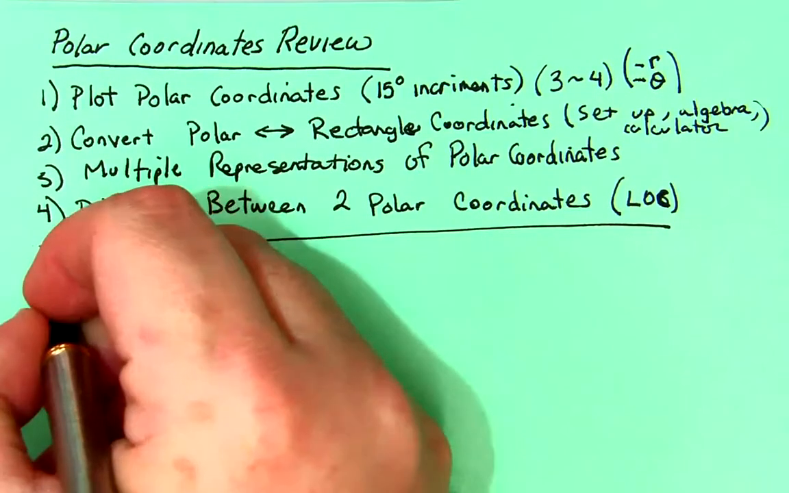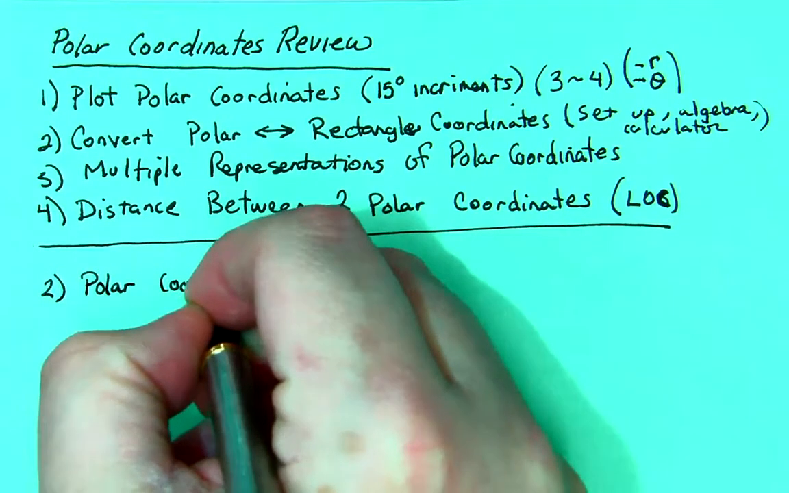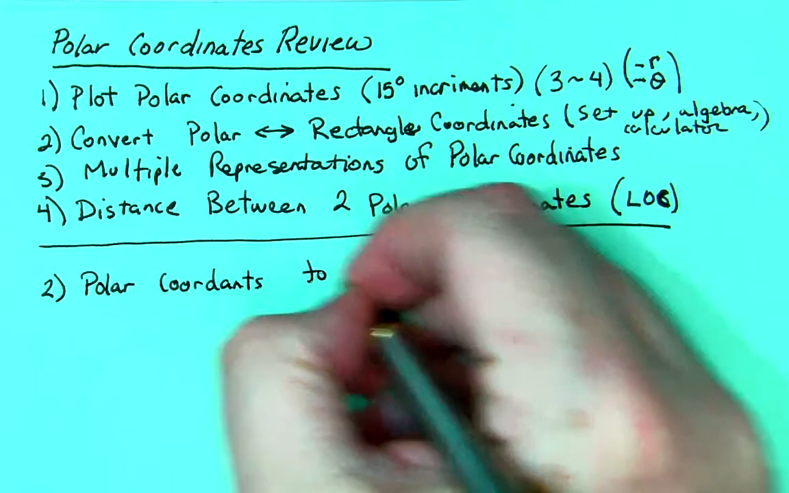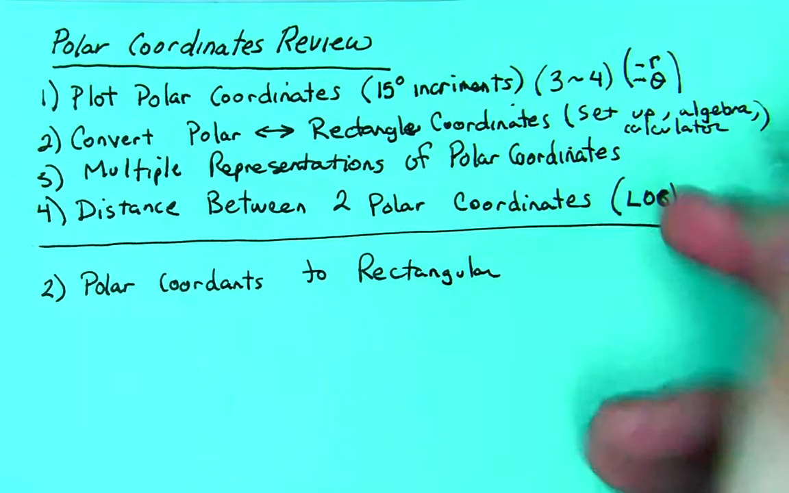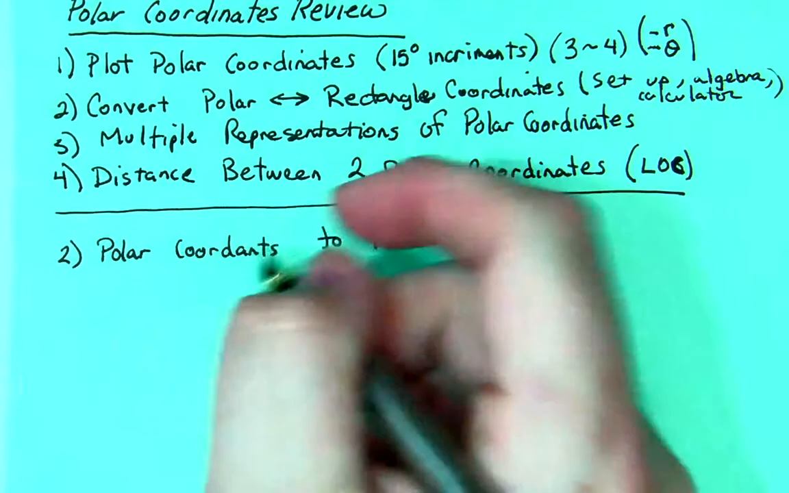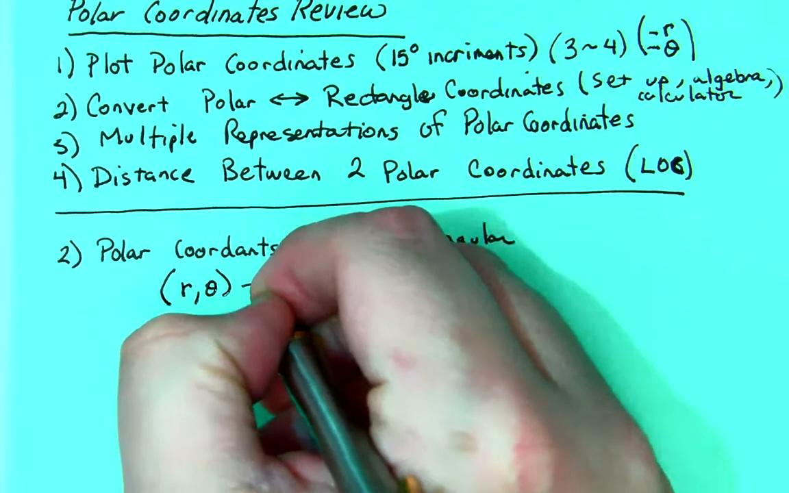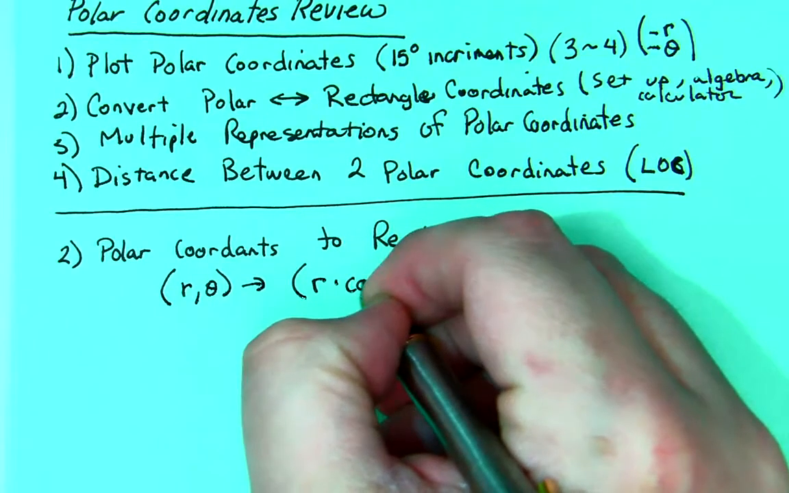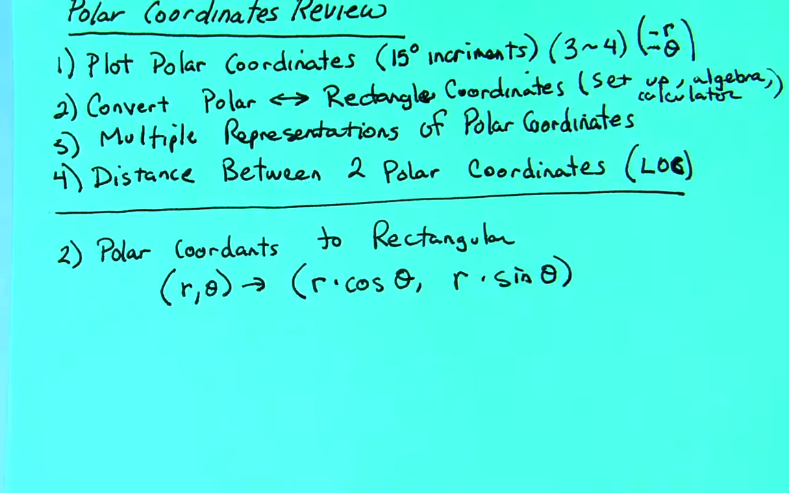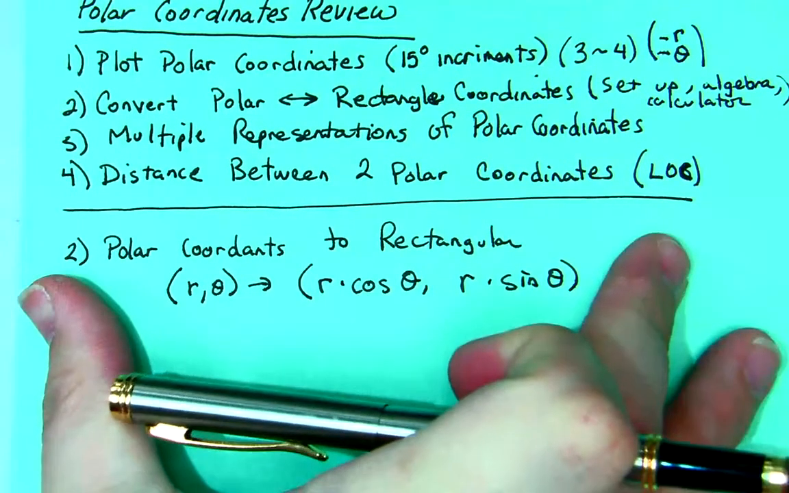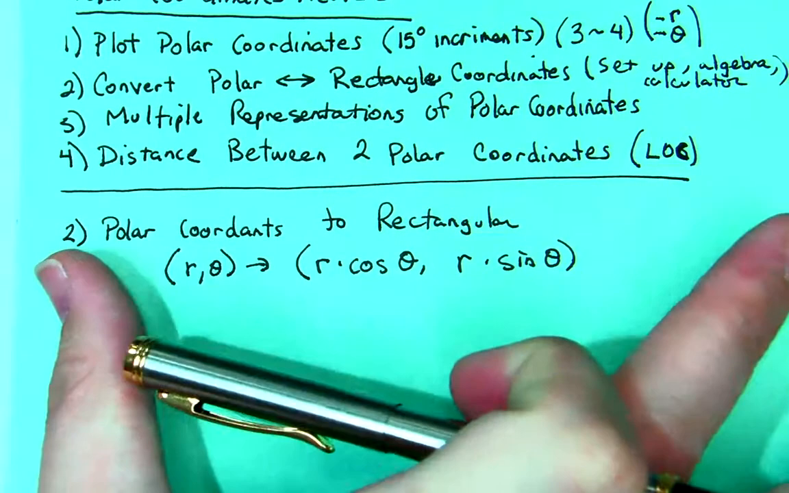Now, polar coordinates. Converting polar to rectangular. If you have a polar coordinate r, theta, this is going to convert to r times the cosine theta, r times the sine theta. And you'll just have to make sure that you're in the right spot. Should be good to go.